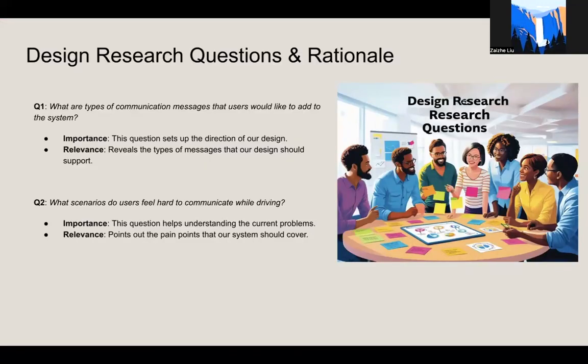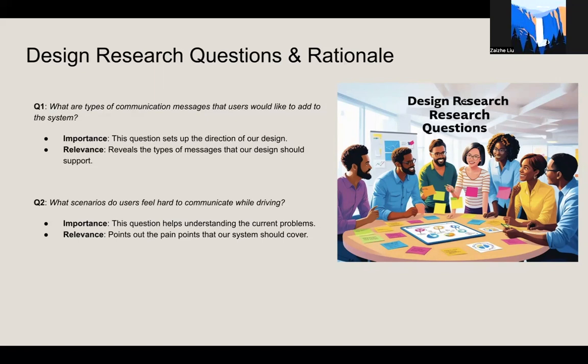Our design research questions include the first question: what type of communication messages would the user like to add to the system? This question can basically set up the direction for our design, and it also helps us understand the types of messages that our design should support.